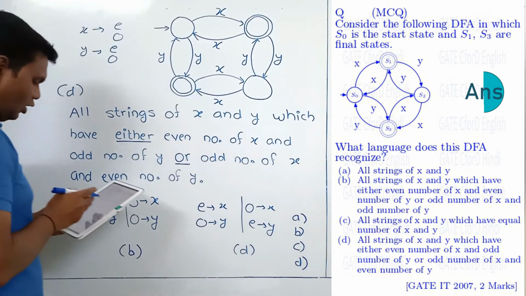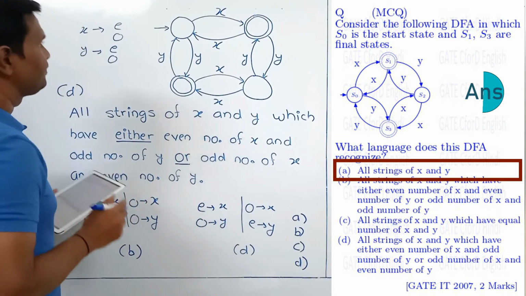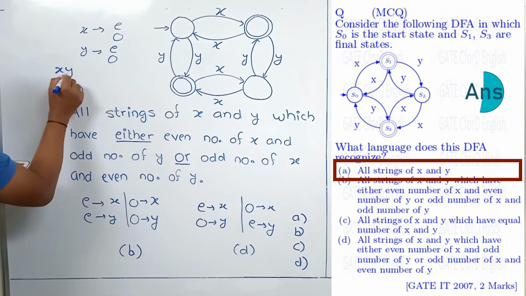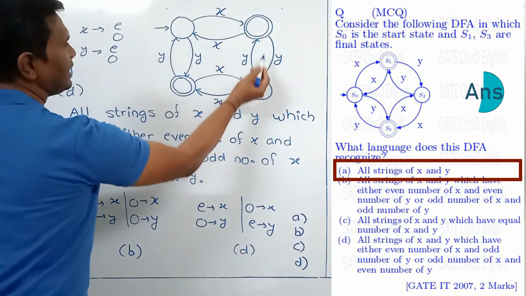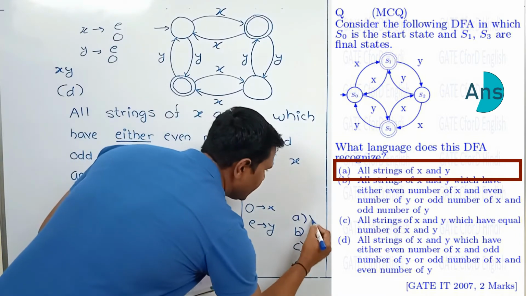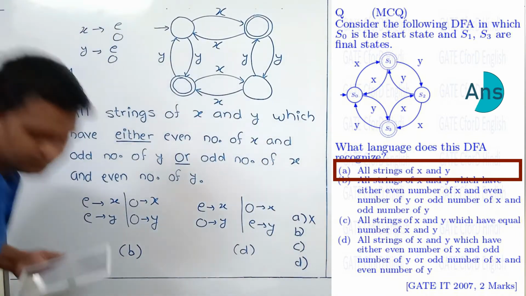Now for option A, all strings of x and y. Now if we consider string xy, this string is not accepted. Option A is not correct.